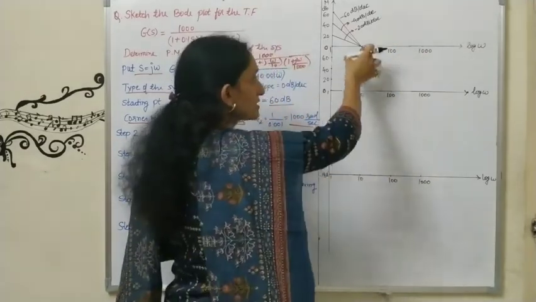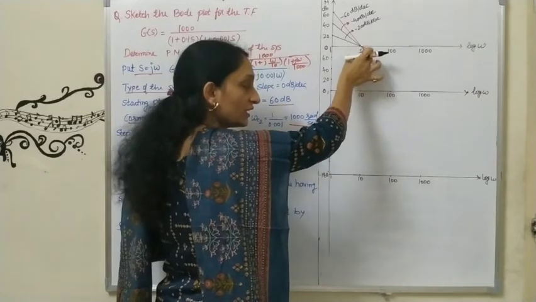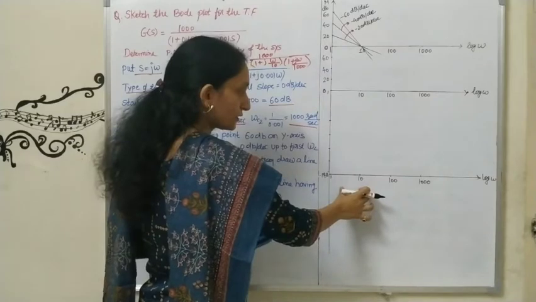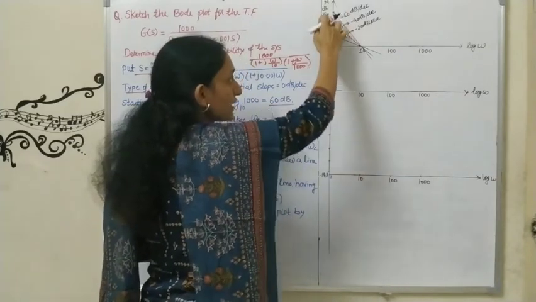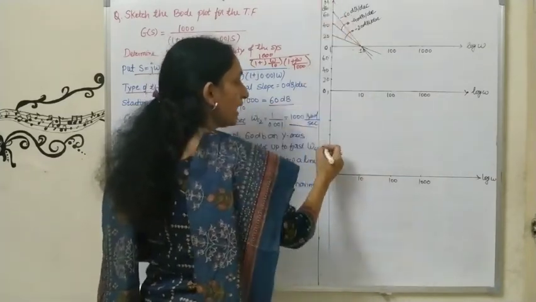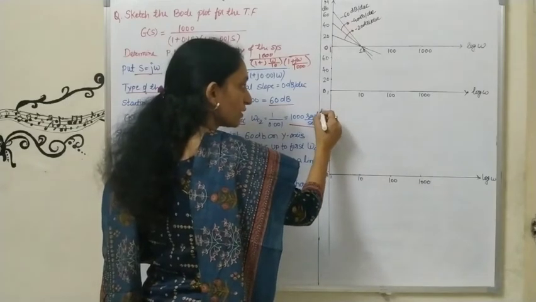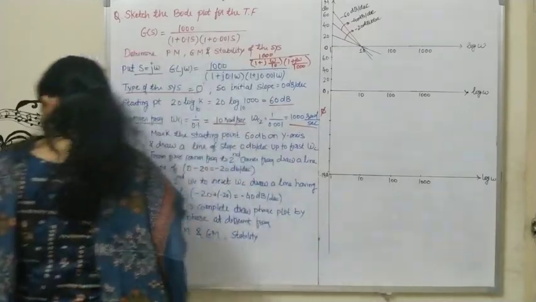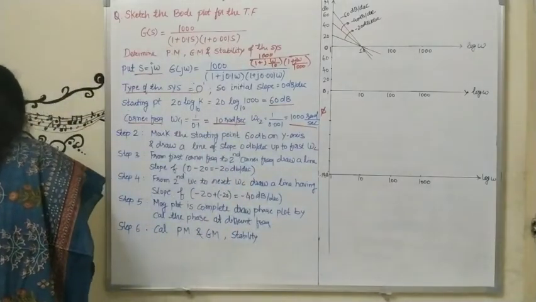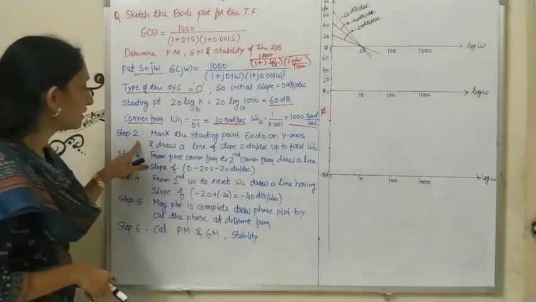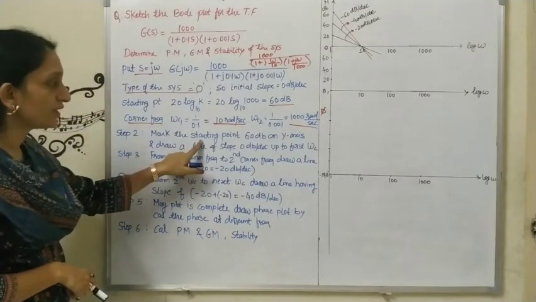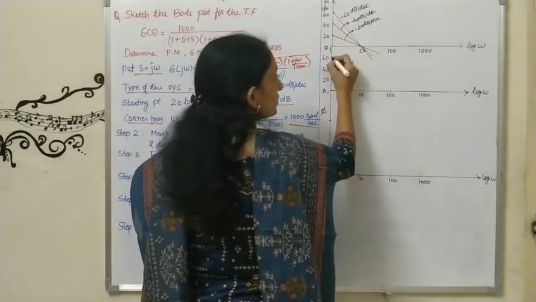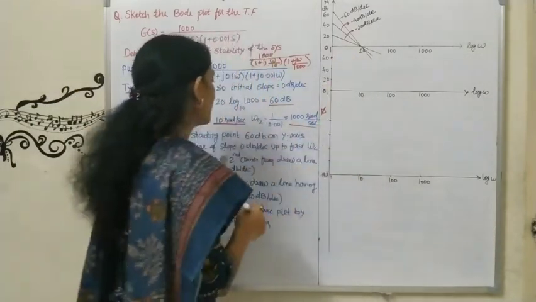When I am selecting this scale, the same scale I need to select for the magnitude plot as well as for the phase plot. So look at this, the y-axis is for the magnitude, and this part I will be using for the angle, that is phi, but the x-axis is common, that is the log omega axis. Okay, now I will start with the step. Step 2, mark the starting point 60 dB on the y-axis. Now I am showing 60 dB on the y-axis, so this is my starting point.